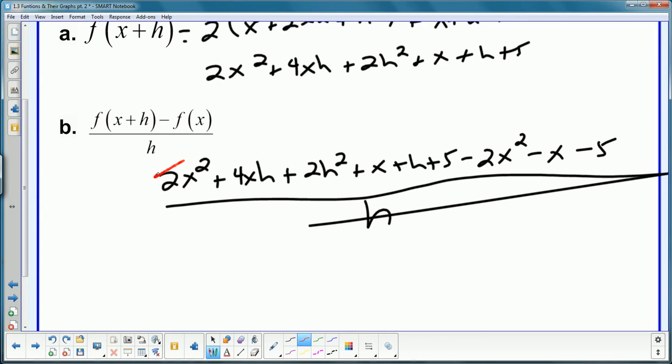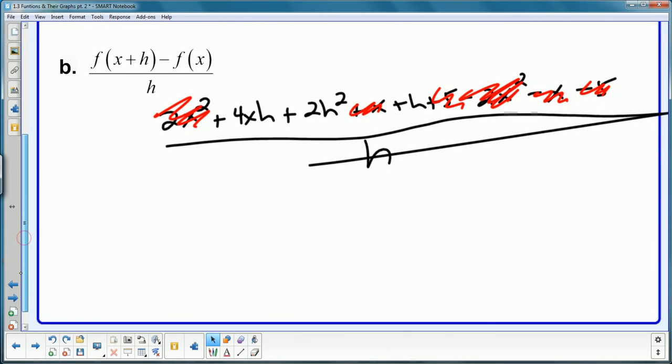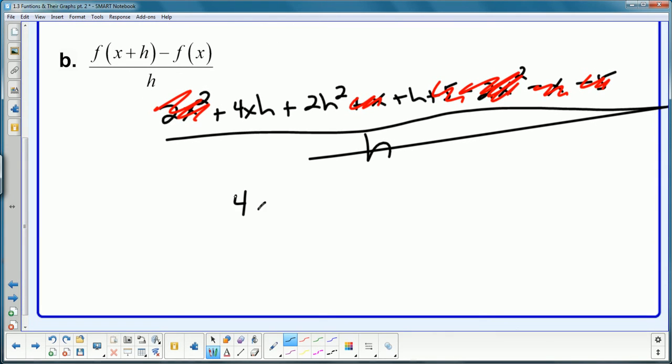So we have a negative 2x squared that should cancel out with that positive 2x squared at the beginning. We have a positive x that is going to cancel out with our negative x, and a positive 5 cancels out with our negative 5. So everything without an h should cancel out if you do this correctly, which would leave us with 4xh plus 2h squared plus h all over h.